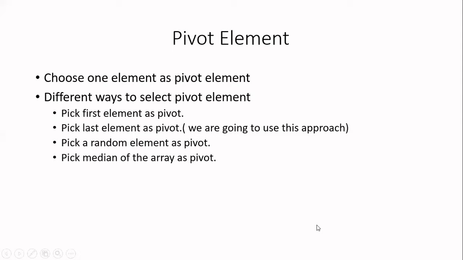The second method is that you can pick any random element as a pivot element. And the last method is, whatever your array is, find the median of the array and take that element as the pivot element. So these are the four different techniques we have in finding the pivot element.